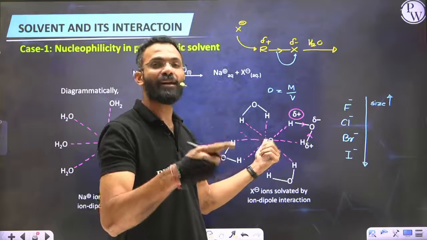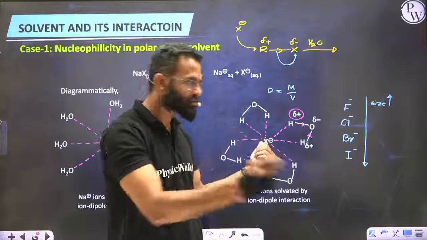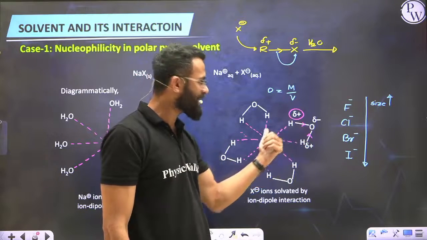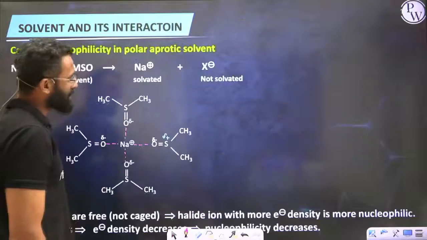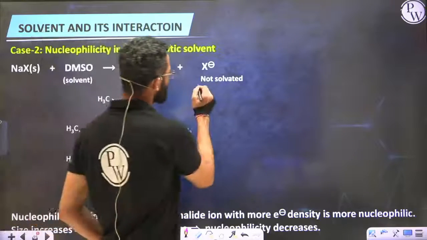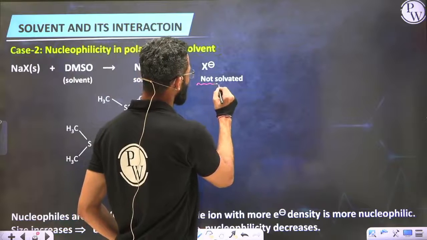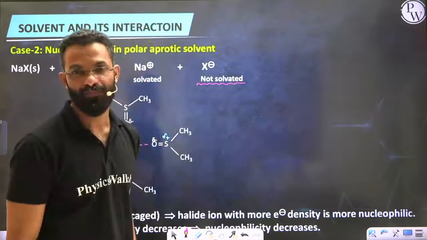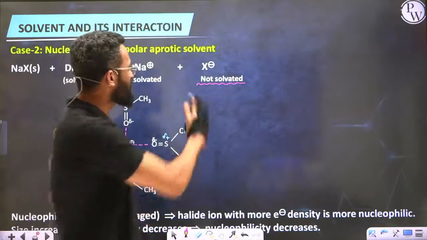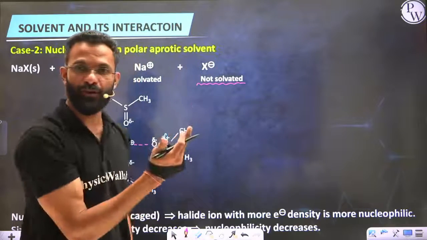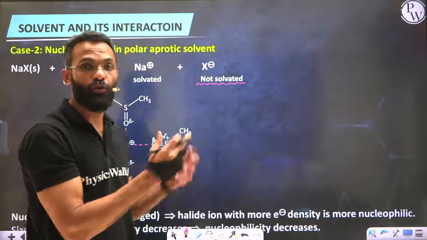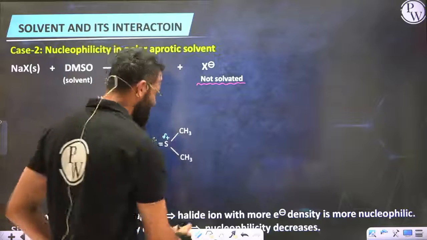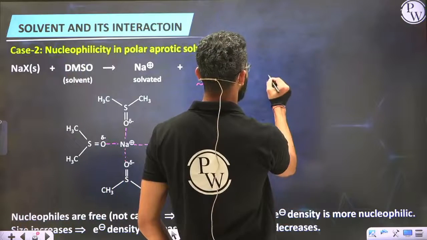Meaning in polar aprotic solvent, due to absence of hydrogen connected to a more electronegative atom, there will be no ion-dipole interaction, and hence we say in polar aprotic solvent X minus ions are not solvated. Now tell me, if X minus ions are not solvated in polar aprotic solvent, then they are always free to attack.